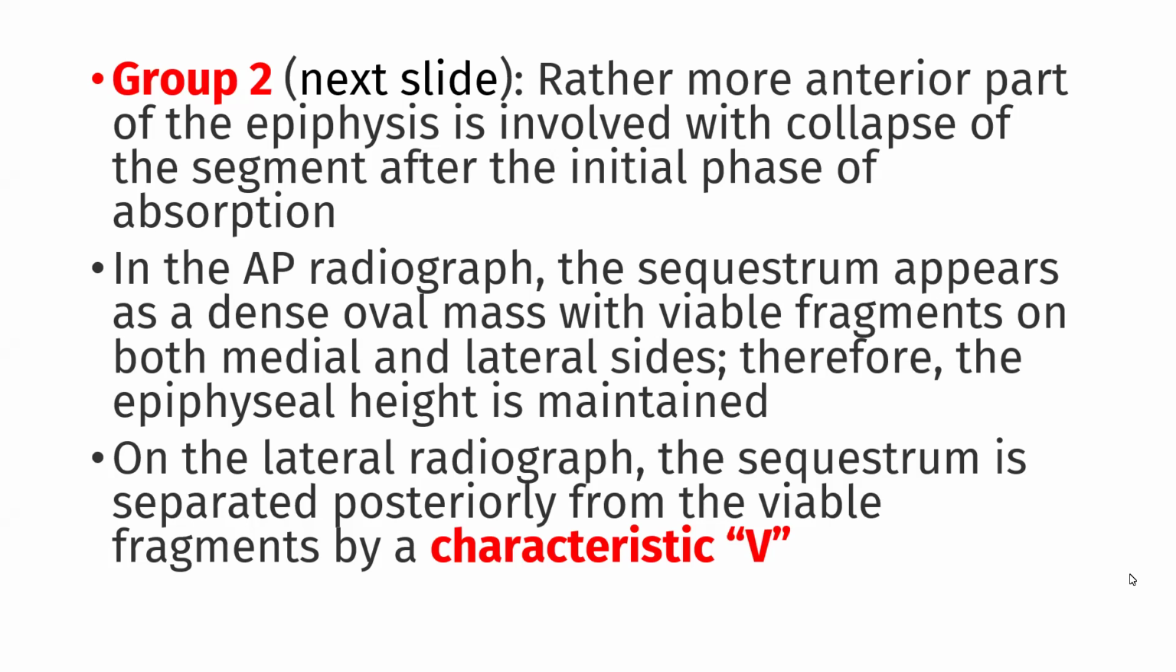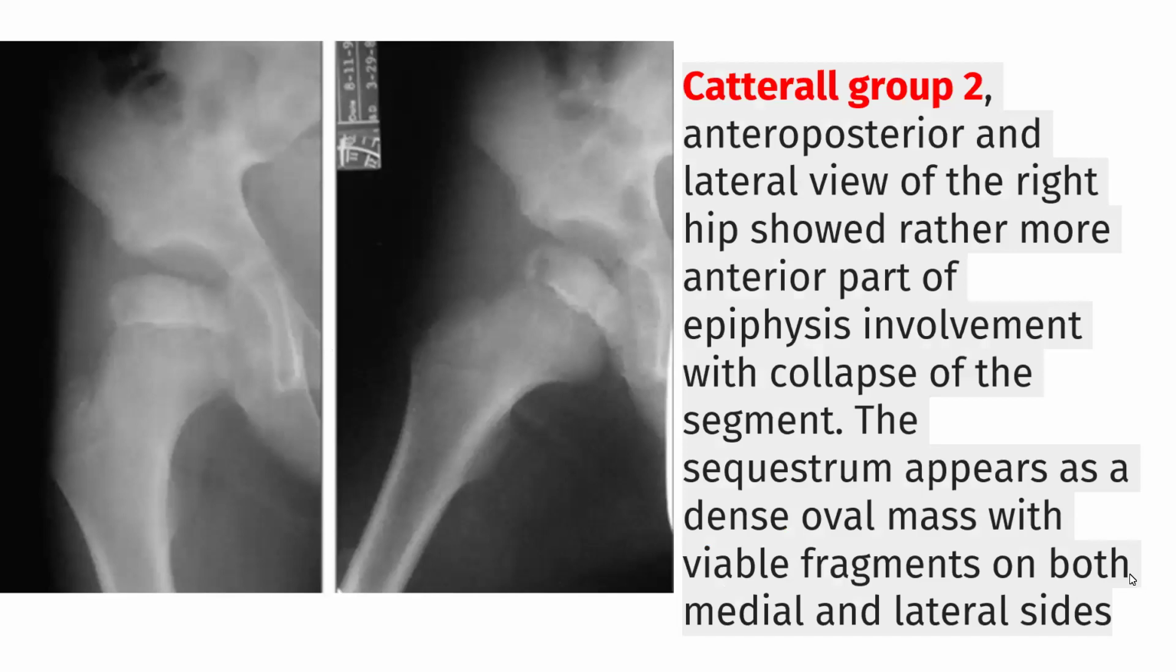On the lateral radiographs, the sequestrum is separated posteriorly from the viable fragments by a characteristic V. I'll show it to you. Now, if you look at this lateral view, you see these are viable bone. Over here, it's viable. This is the dense bone. This is the sclerotic bone. This is the avascular bone.